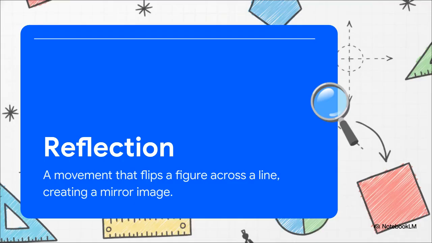And then we have our third detective tool, which is a reflection. A reflection is a movement that flips a figure across a line, creating a mirror image. It's exactly like looking in a mirror. If you have a triangle on the left side of the y-axis, a reflection flips it right over that axis to the other side. It faces the opposite direction, but all the distances and angles stay exactly the same.